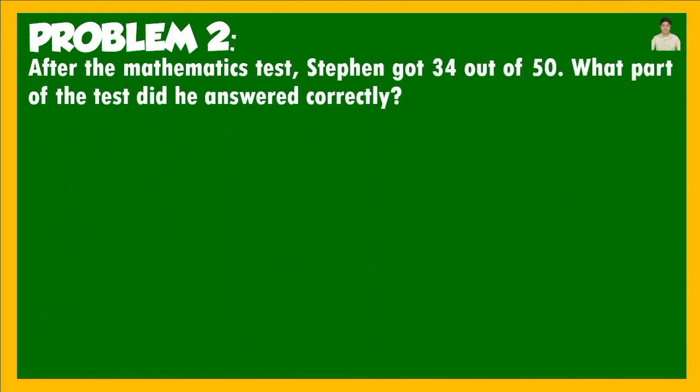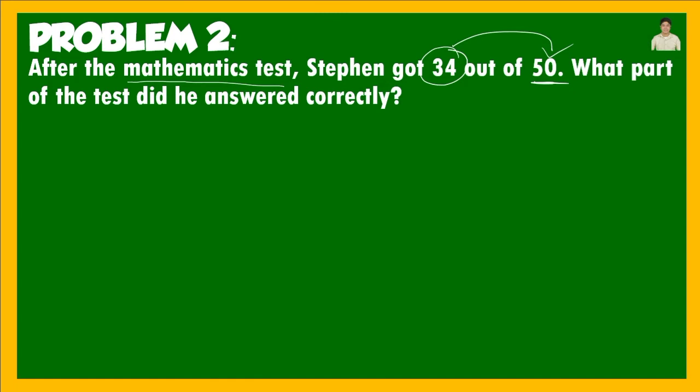So, let's have problem number 2. After the mathematics test, Stephen got 34 out of 50. What part of the test did he answer correctly? So, malinaw naman po sa ating problem na nag-take si Stephen na mathematics test. And it turned out, nakakuha lang po siya ng 34 out of 50. 50, ito yung total items. So, ang tanong natin dito, what part of the test did he answer correctly?